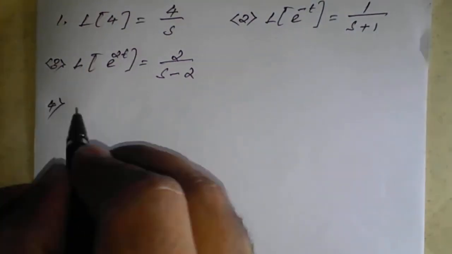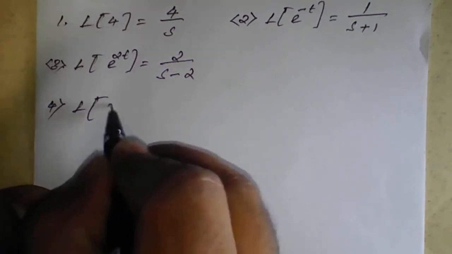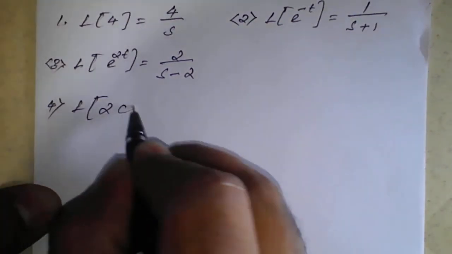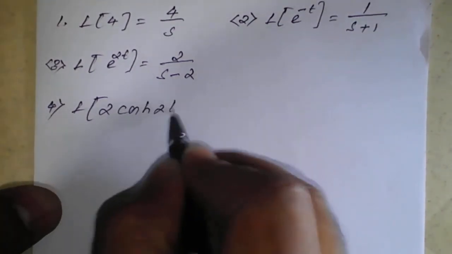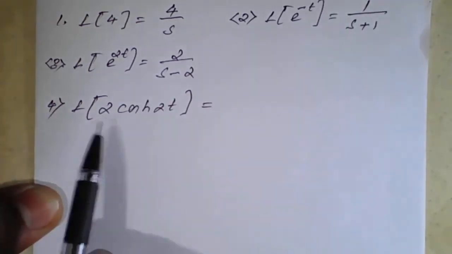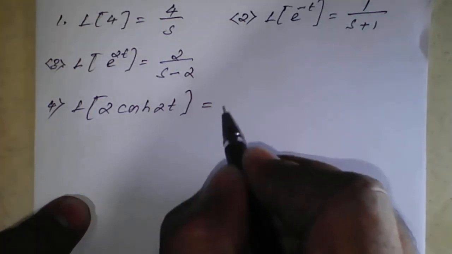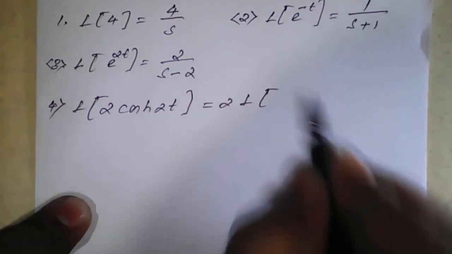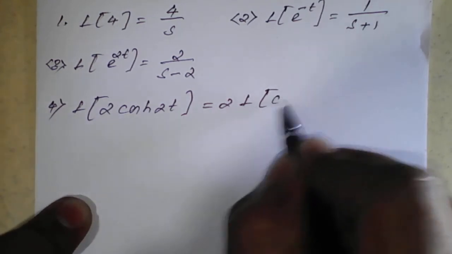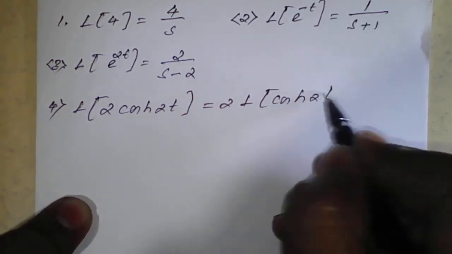Next example I will take by using the next formula. Laplace of 2 times cos hyperbolic of 2t. Just see, here I am going to apply the linear property. 2 is a constant, keep it outside. So 2 times Laplace of cos hyperbolic of 2t.